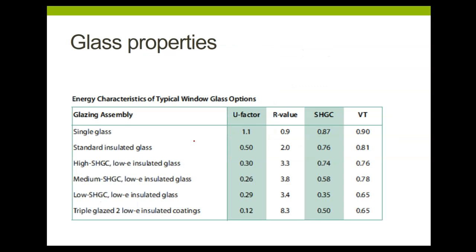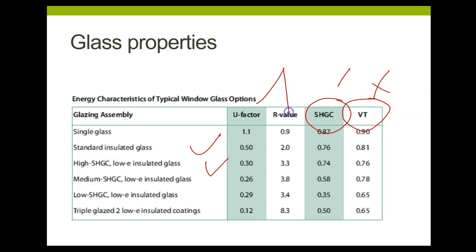So these are some glass properties. Okay, let's look a little bit closer. So we have single glass, standard insulated glass, high SHGC, which is solar heat gain coefficient. You'll find that definition later on, so don't worry about that. And VT here is visible transmittance. So that is a good thing, and that's a negative thing. You want more of the visible transmission and less of the solar heat gain.